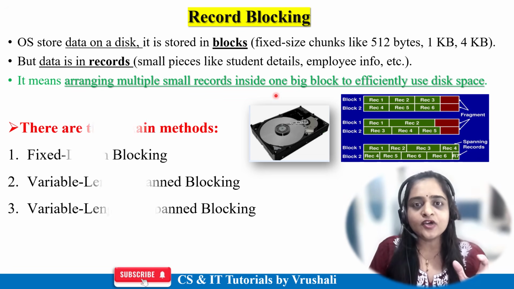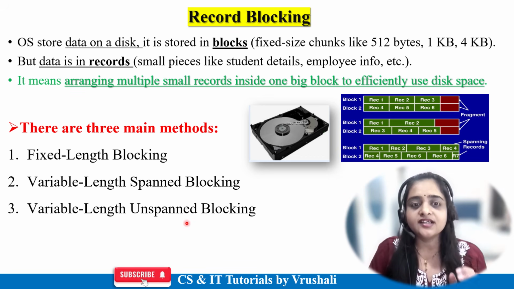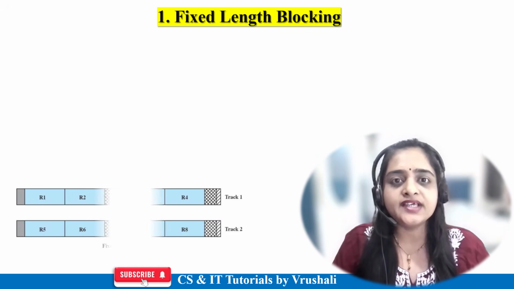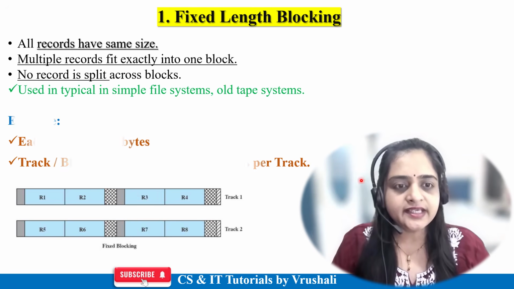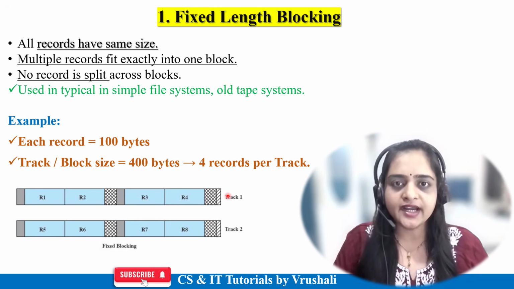Record blocking has three main methods: fixed length blocking, variable length span blocking and variable length unspan blocking. Let's discuss all these methods in detail. First we will discuss fixed length blocking. See here in this diagram, this is track 1 of your hard disk.